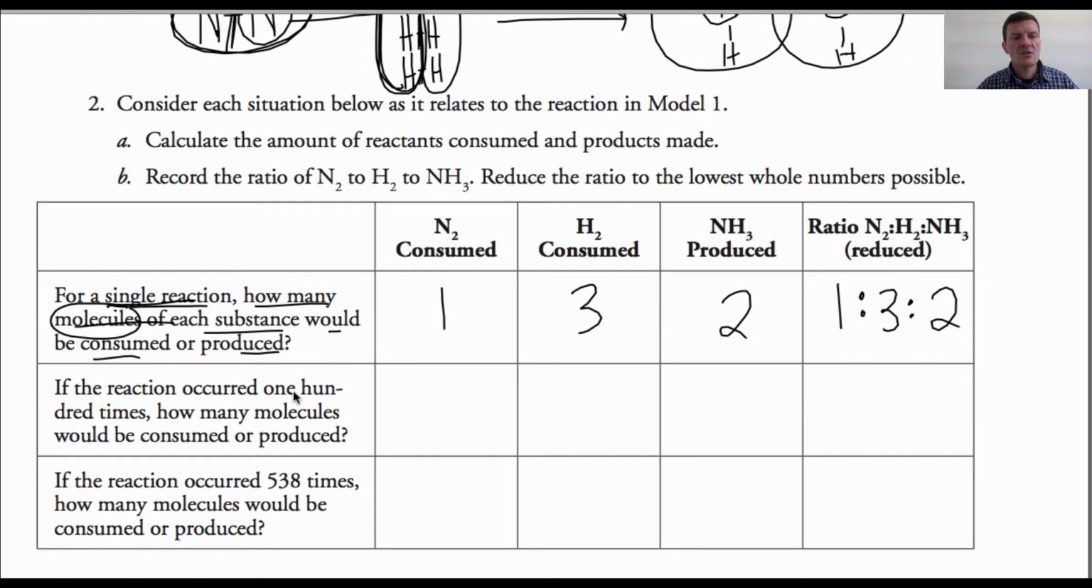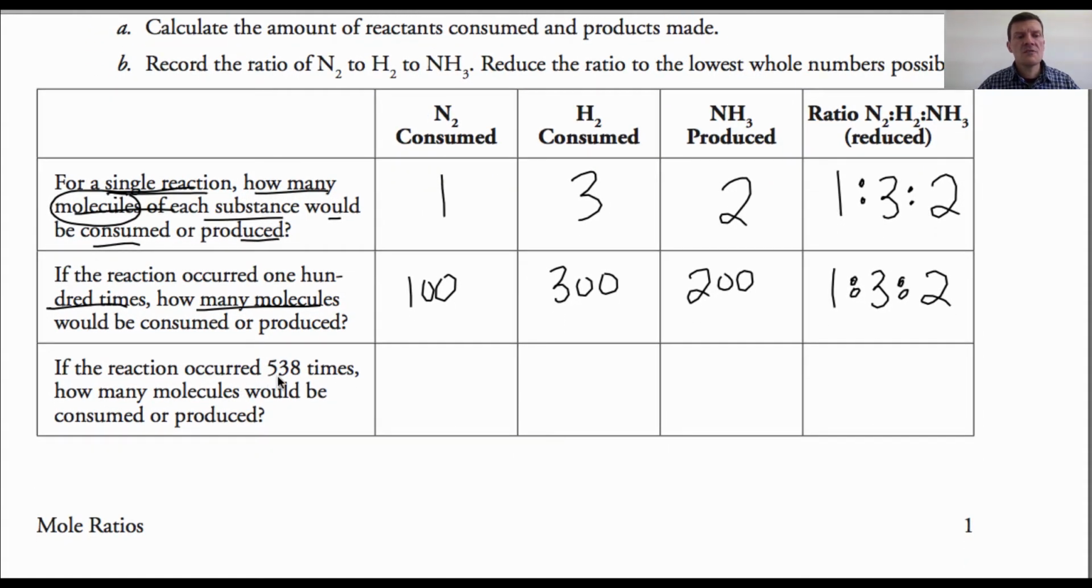If the reaction occurred 100 times, how many molecules would be consumed or produced? Well, if this occurred 100 times, I would need 100 nitrogens to react with 300 hydrogen molecules to produce 200 of the ammonia. It's still a 1 to 3 to 2 ratio.